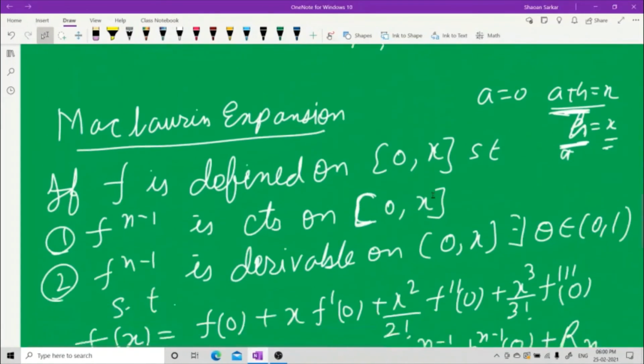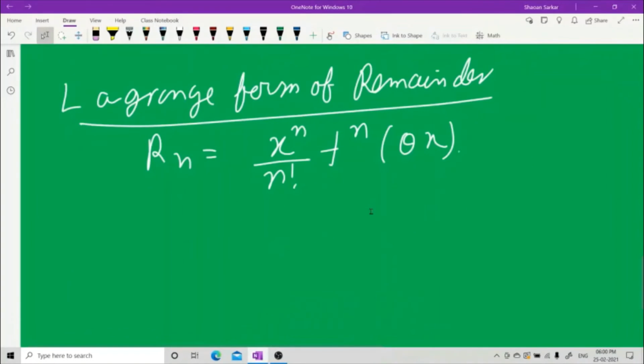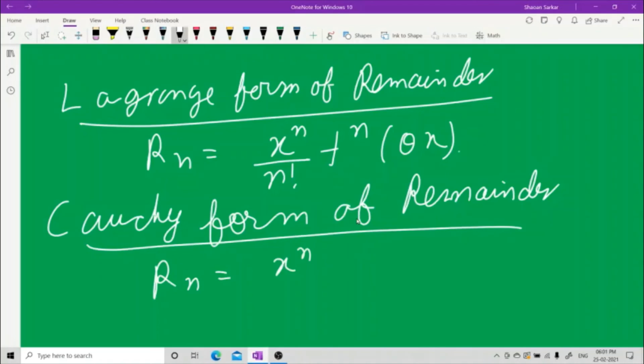So this will come, and now for the Cauchy form of remainder, Rn will be equal to x to the power of n upon n minus 1 factorial, 1 minus theta to the power of n minus 1, fn theta x.